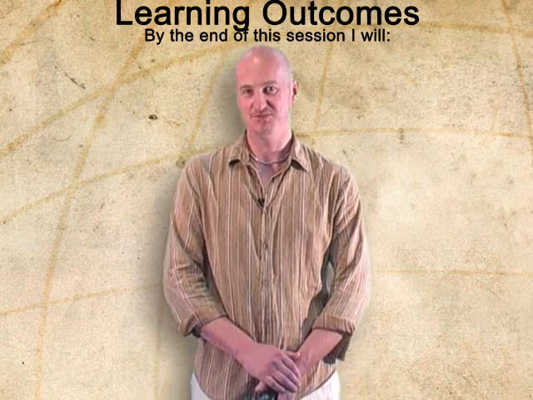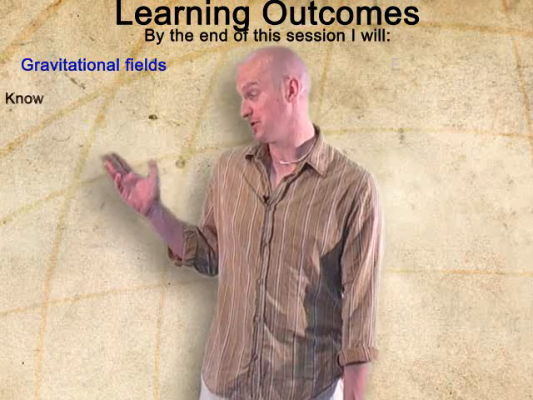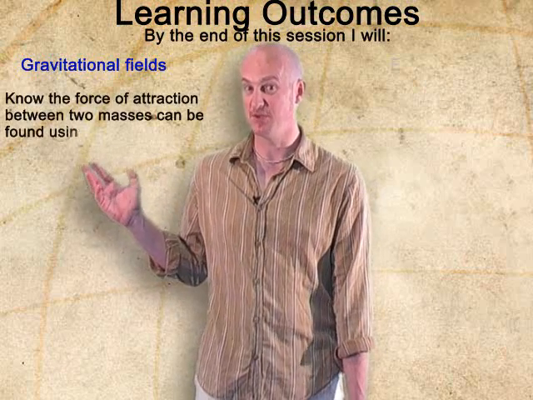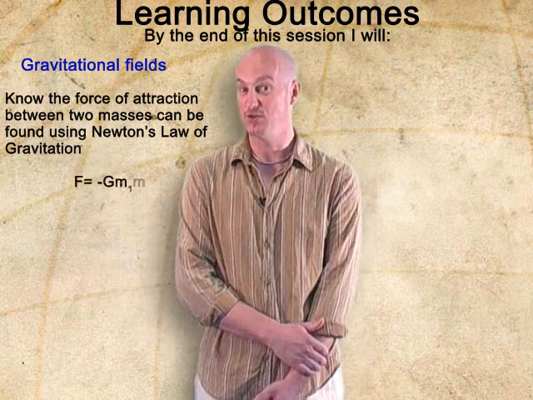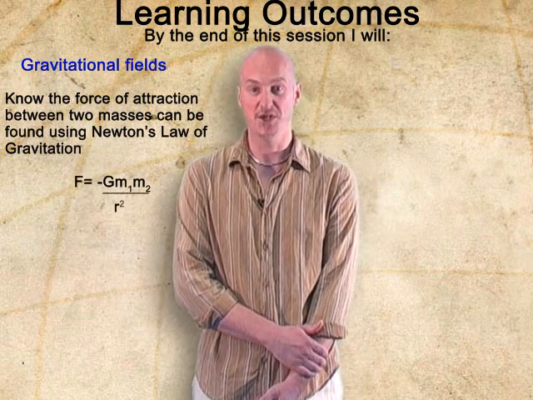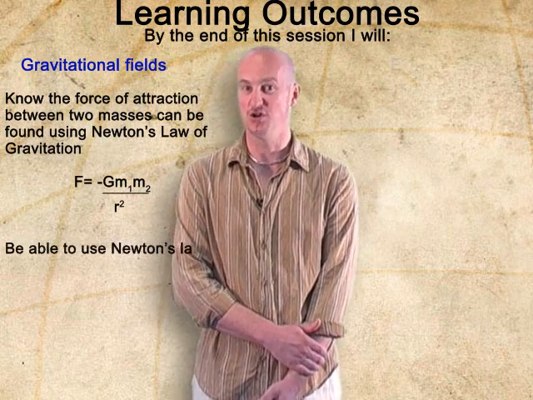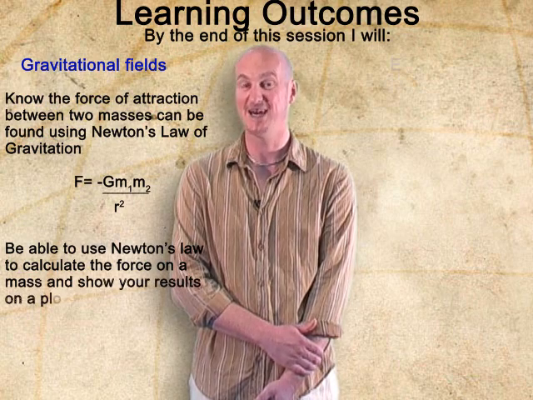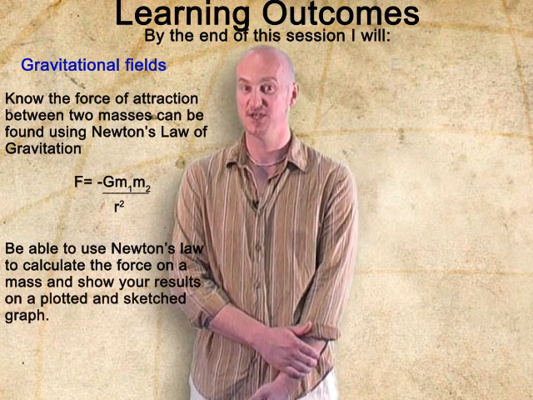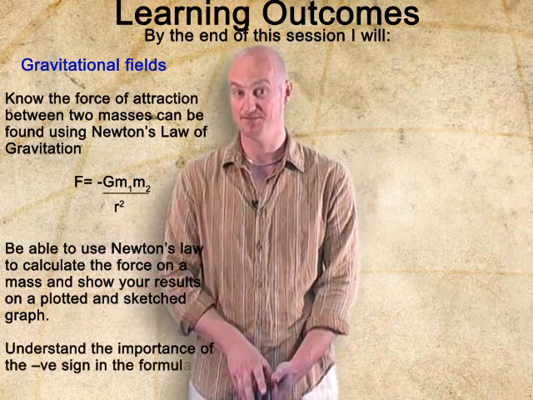By the end of this session, you'll know this information about gravitational fields. You'll know the force of attraction between two masses can be found by using Newton's law of gravitation, which is F equals minus big G, m1, m2, all divided by r squared. You'll be able to use Newton's law to calculate the force on a mass and show your results on a plotted and sketched graph. And you'll understand the importance of the negative sign in the formula.